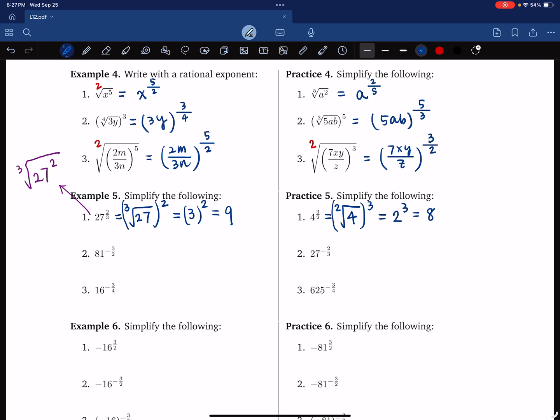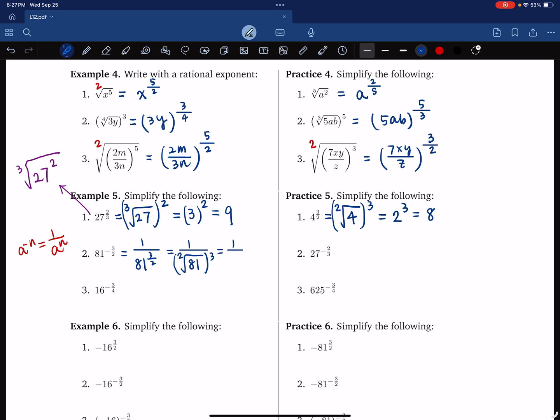Moving on to the next one. Next one, we have a negative exponent. So I'm going to use the negative exponent property, 1 over a to the n, to simplify this. So this is the same as 1 over 81 to the power of 3 over 2. And then we're going to use the same strategy. 1 over 81 is the radicand. And the denominator is 2, so it's a square root. And then the whole thing raised to the third power.